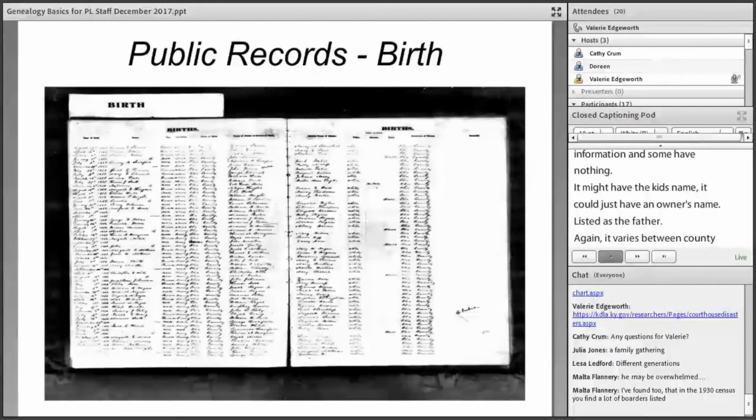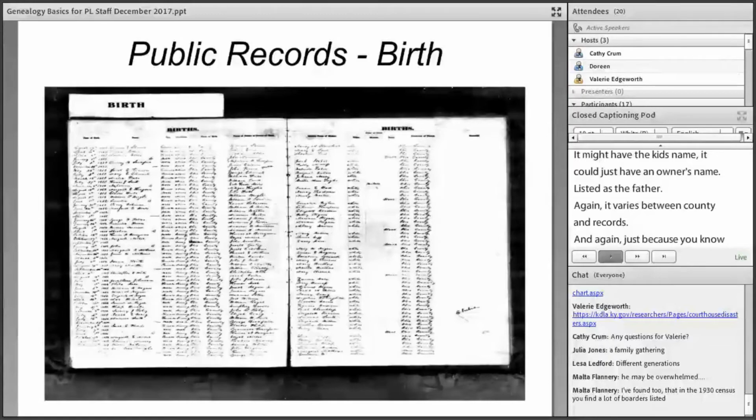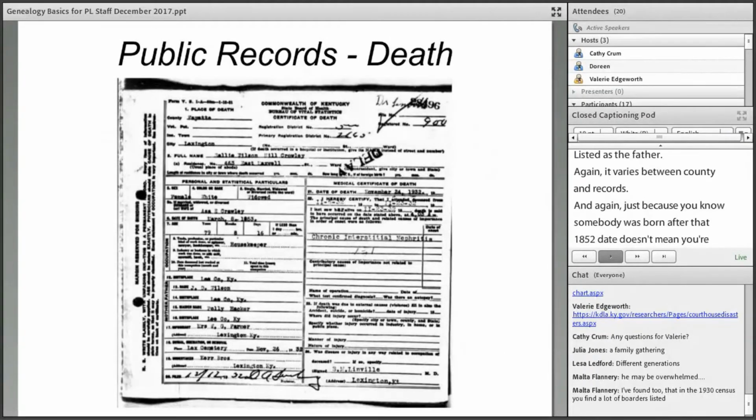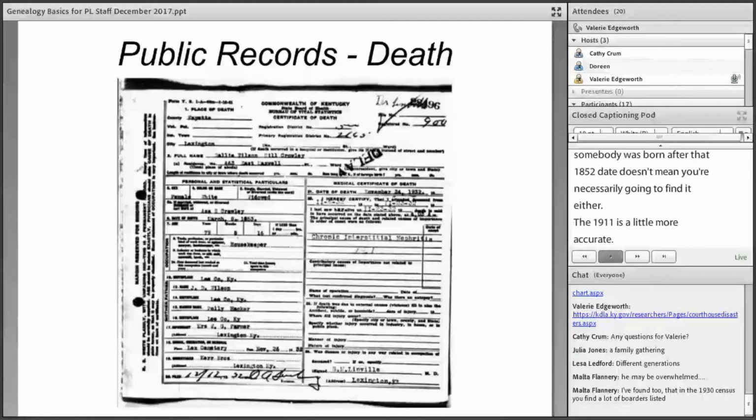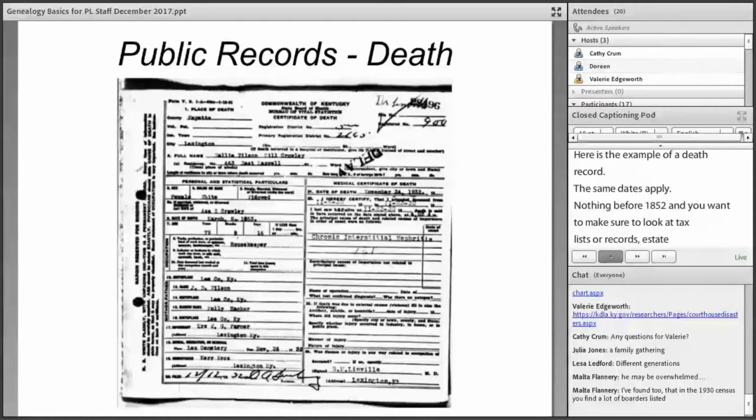And again, just because you know somebody was born after that 1852 date doesn't mean you're necessarily going to find it either. The 1911 is a little bit more accurate. Here's an example of a death record. Those same dates apply, nothing before 1852. So you're going to want to make sure to look at tax lists or tax records, estate settlements, obituaries, the gravestone for death information.